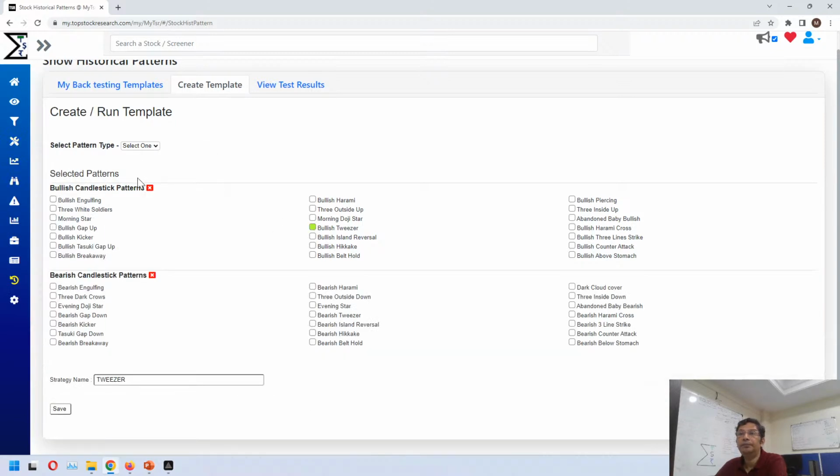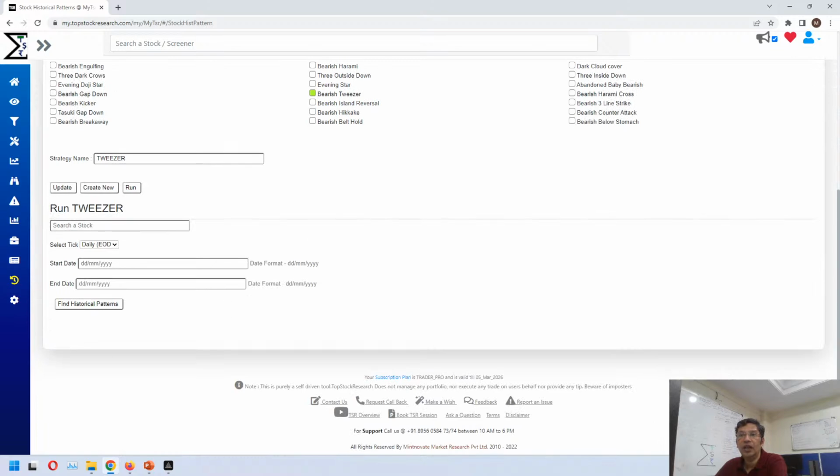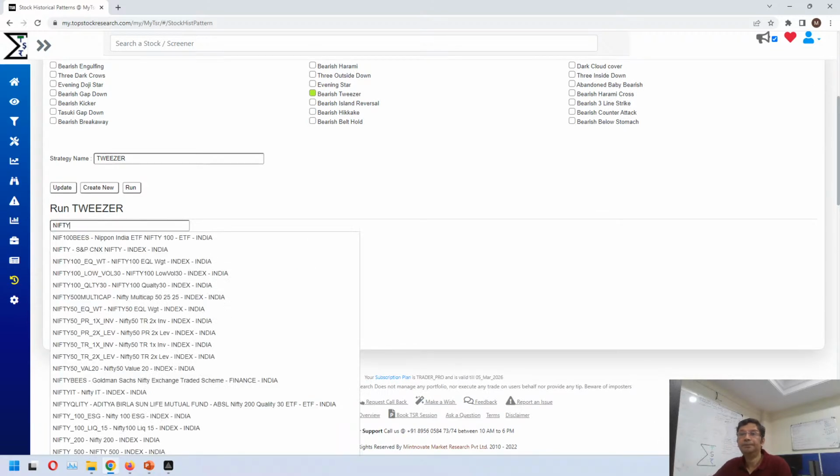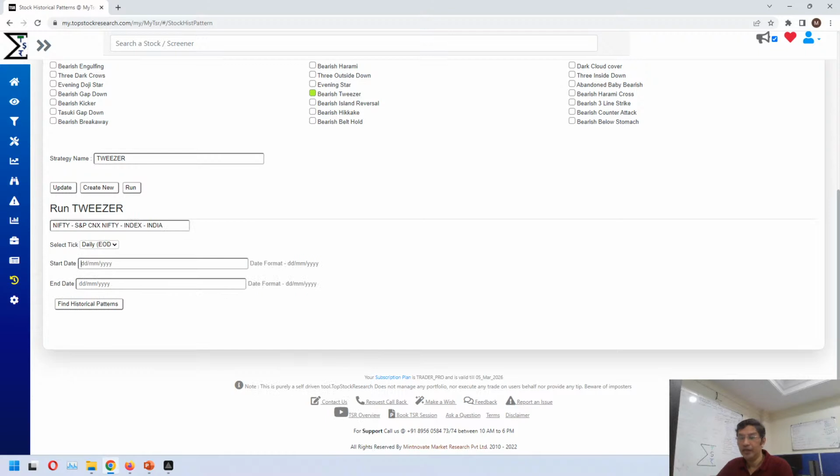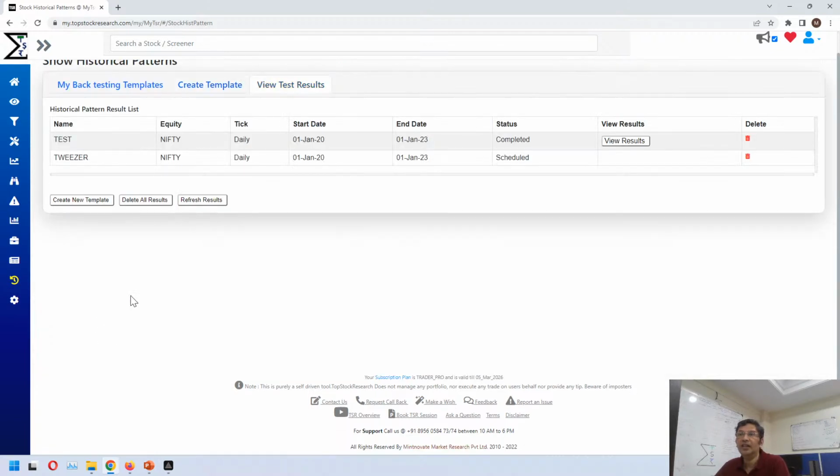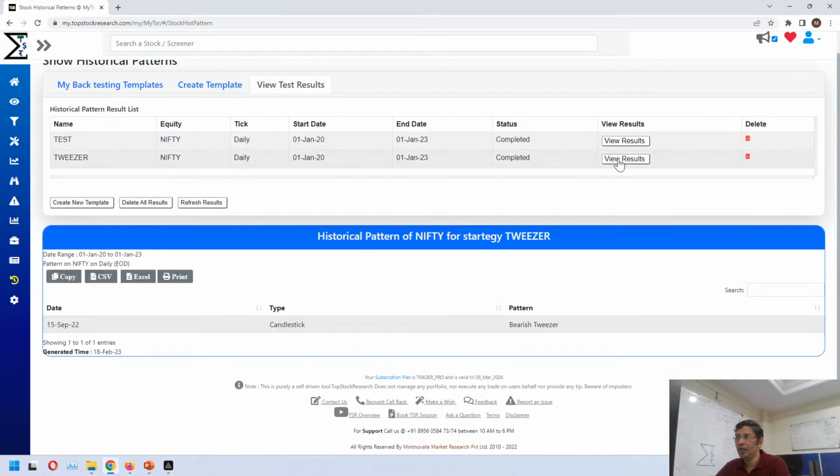Also we add one more, tweezer, save it, run it on, let's say, Nifty, on EOD from 01012020 to 01012023. So in the last 3 years, how many of these patterns are formed, right? Let's see. It is scheduled. Let's refresh to see if the results have come. The results have come. So you'll see that there's hardly any tweezer formed.